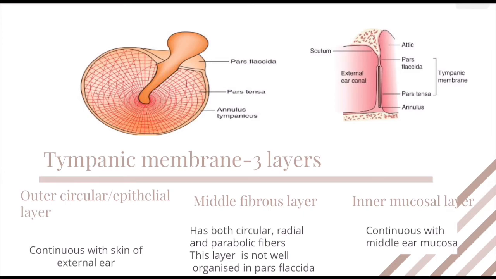Tympanic membrane consists of three layers. As we have seen, it is developed from the three layers, that is ectoderm, endoderm and mesoderm. The outer epithelial layer, which is formed by the ectoderm, continues with the skin of the external ear. The middle fibrous layer, which is formed from the mesoderm, has circular, radial and parabolic fibers. This is not well organized in the pars flaccida. The inner mucosal layer, which is formed from the endoderm, continues with the middle ear mucosa.